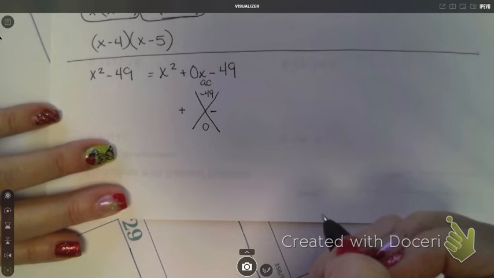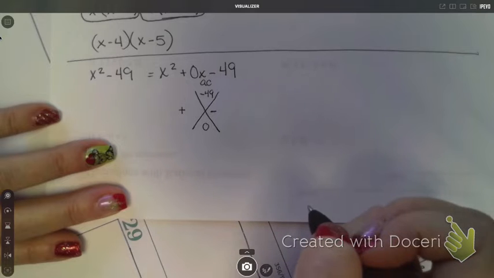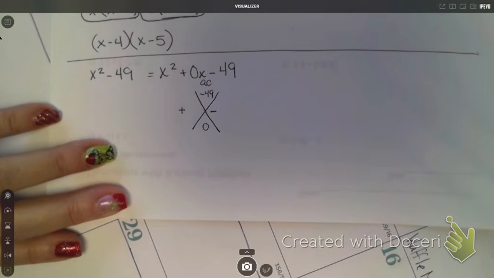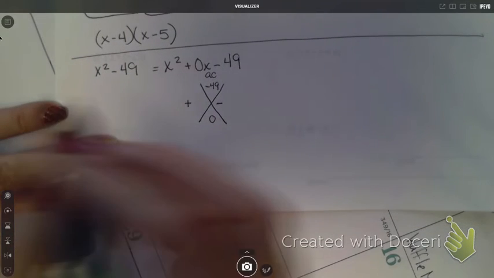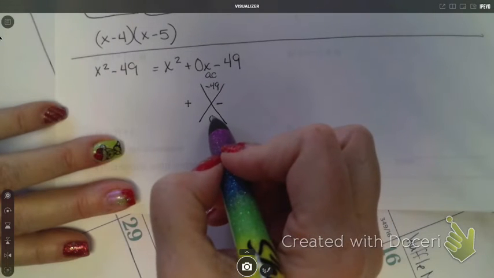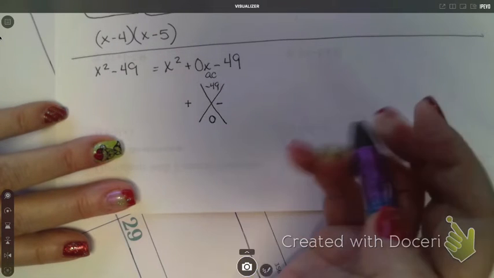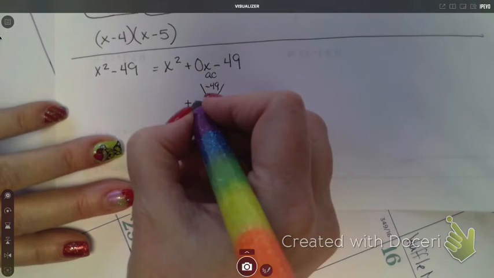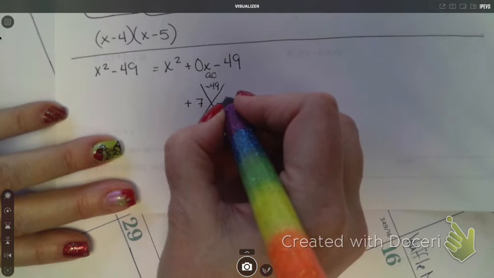Can I say the answer of what I think it is? Just a second, Mercedes, not yet. I wanted to make sure I answered questions. Okay, so we got to get to 0. So Mercedes, what's the answer? It's positive 7 and negative 7.